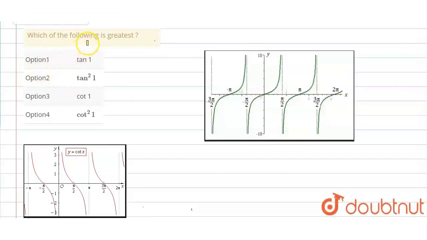Hello everyone. So in this question we have been asked which of the following options is greatest. To solve this, we have to know the graphs of tan and cot.